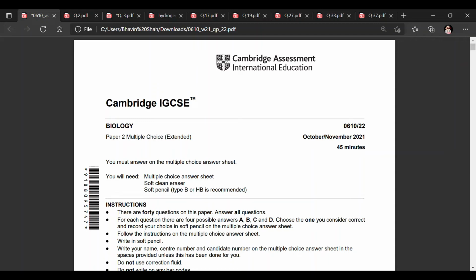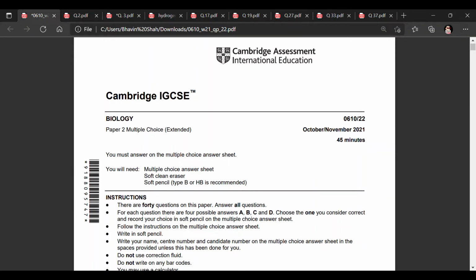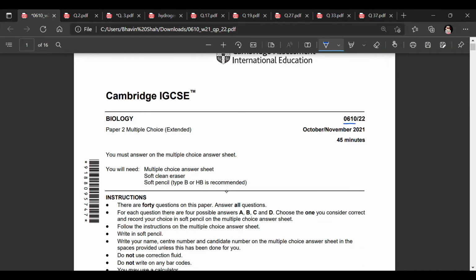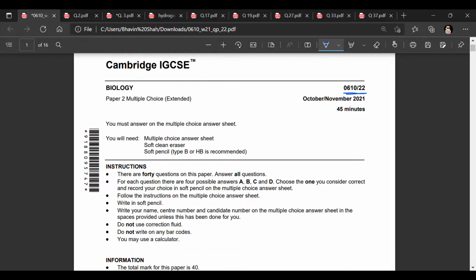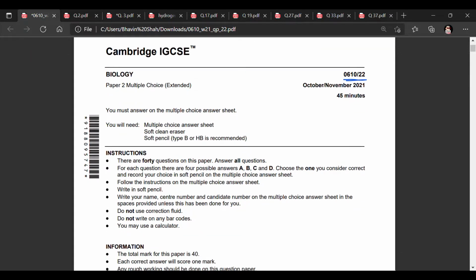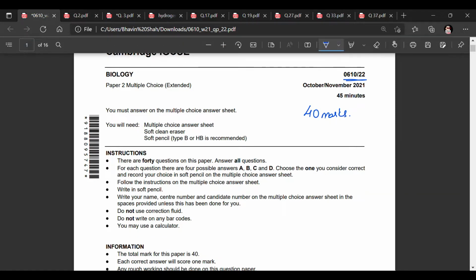Beginning with the paper solution of the MCQ paper. The code for this paper is 0610. It is the second variant 22 for the extended curriculum. This paper is for 40 marks and the time duration to solve this paper will be 45 minutes.